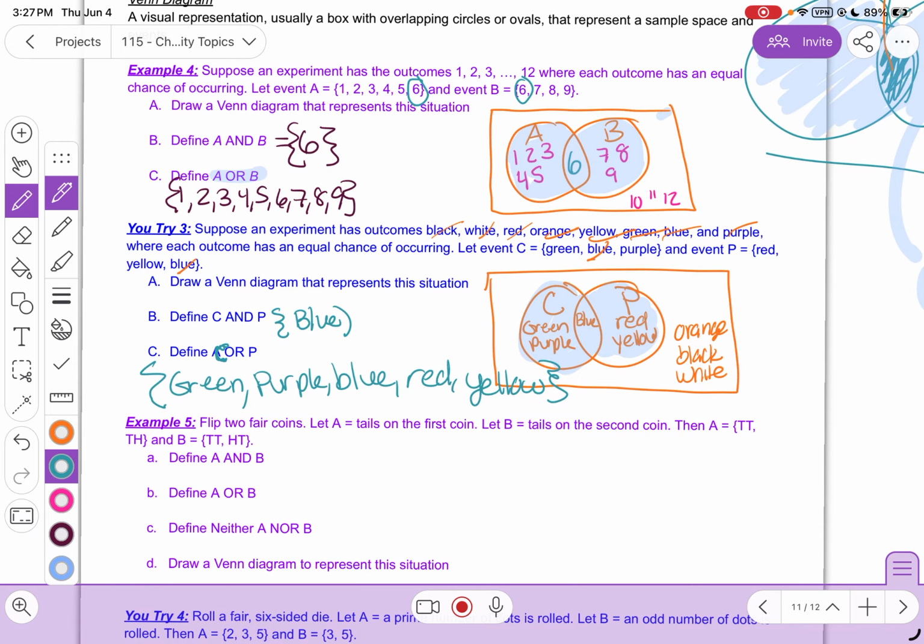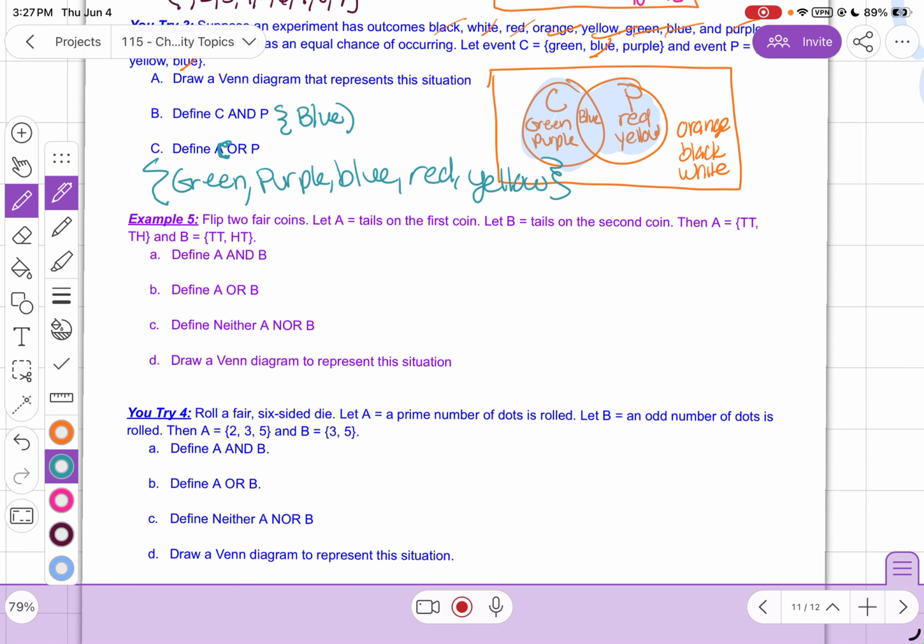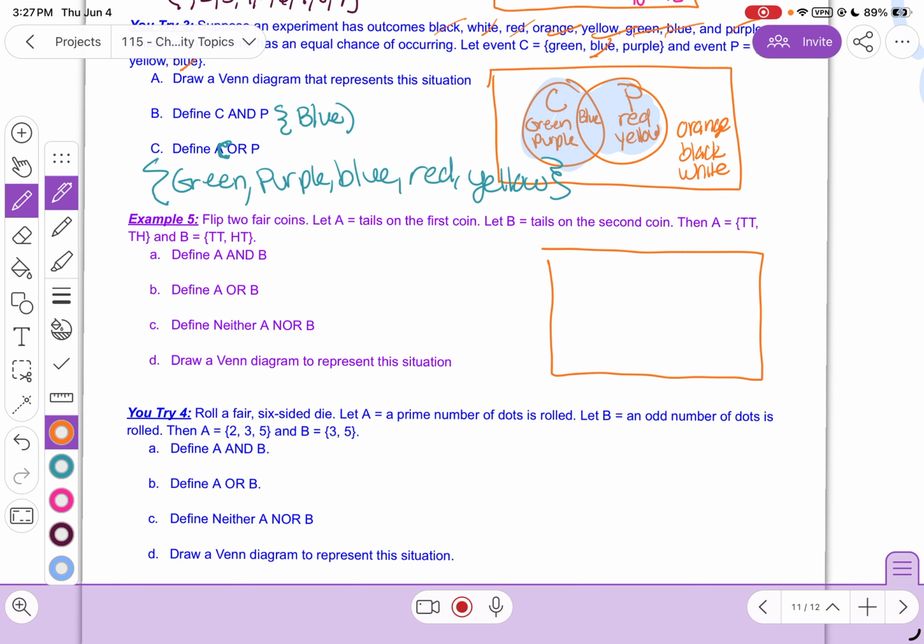All right, let's look at another one. Flip 2 fair coins. A is tails on the first coin. B is tails on the second coin. Then A would be tails, tails, and tails, heads. B would be tails, tails, and heads, tails. So A and B. So I'm going to do the Venn diagram first. So anything that's the same. So tails, tails.